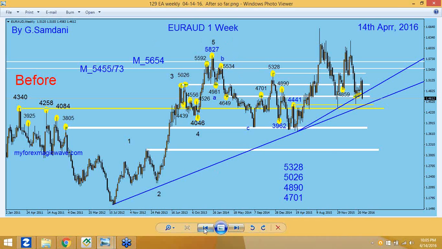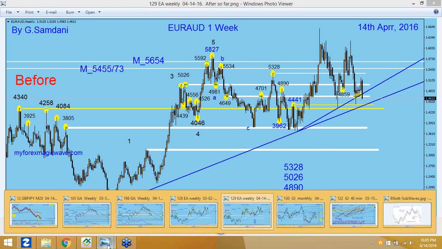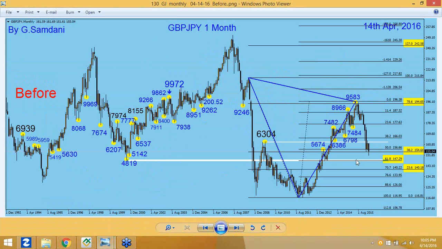Also, let me see if I can show you the pound index. No, not pound index, sorry. Pound yen. Pound yen, I was expecting a bounce from 38%, but it failed, and then poof, it went up and then started dropping, right?